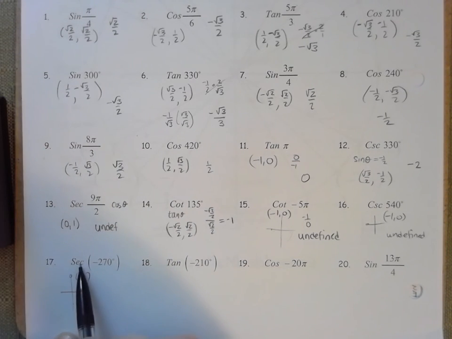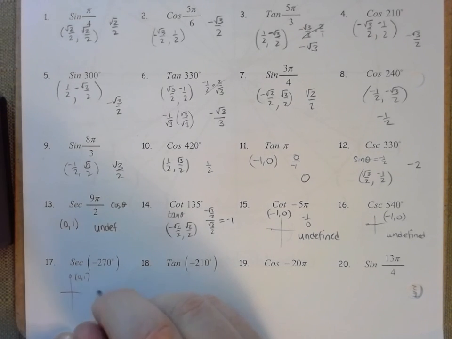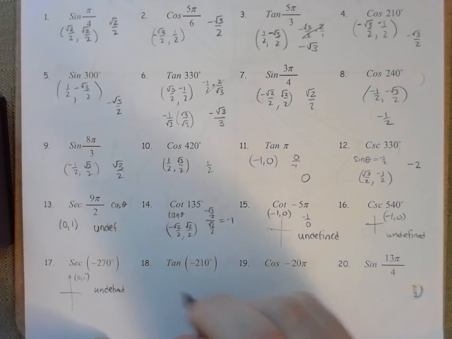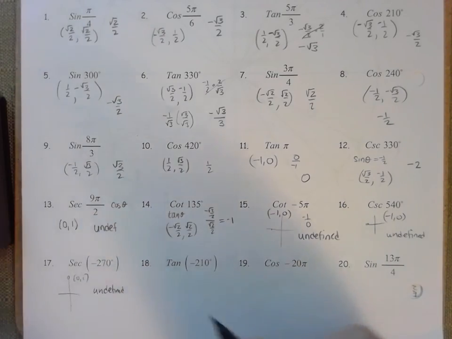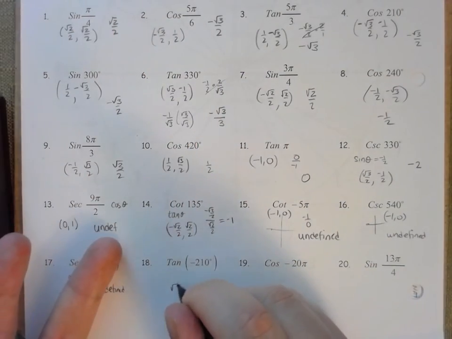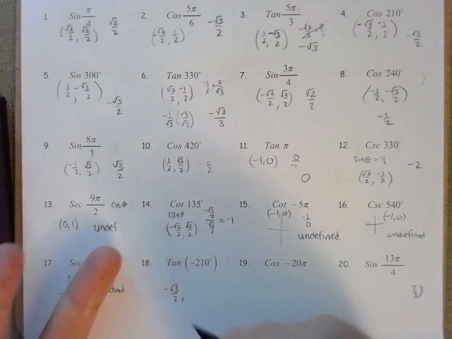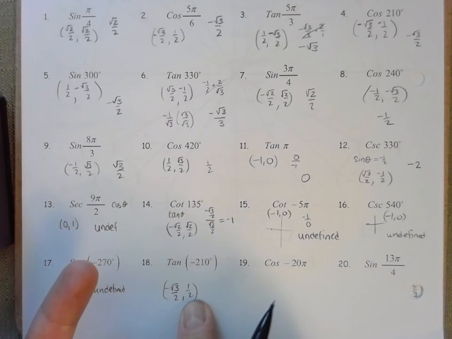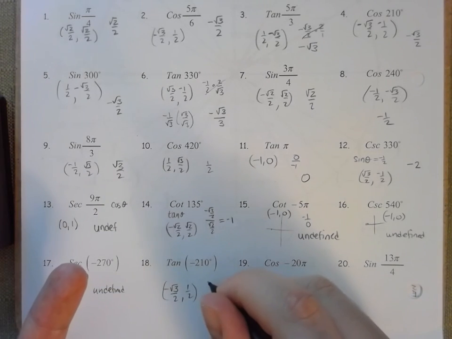The secant is the reciprocal of the cosine. The cosine value is our x. This is again undefined. The tangent of -210 degrees. -210 degrees ends up in quadrant 2 with a reference angle of 30. Since we're in quadrant 2, the x-coordinate is negative and our y-coordinate is positive. The tangent is the opposite over the adjacent, 1/2 divided by -√3 over 2.